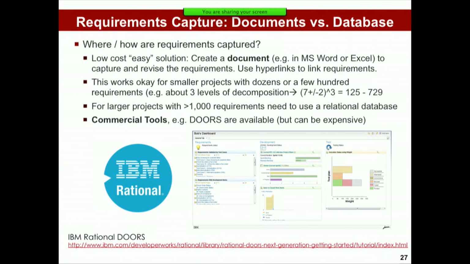And the one thing I strongly recommend is using hyperlinks to link requirements. And this is the idea that every requirement has to be linked to some other requirement. So if it's a low-level requirement, you want to ask, well, where does that come from? Why did we write that requirement? Well, it has a parent requirement. So you want to have a hyperlink there to get you from one to the other. And I have a little example for that.